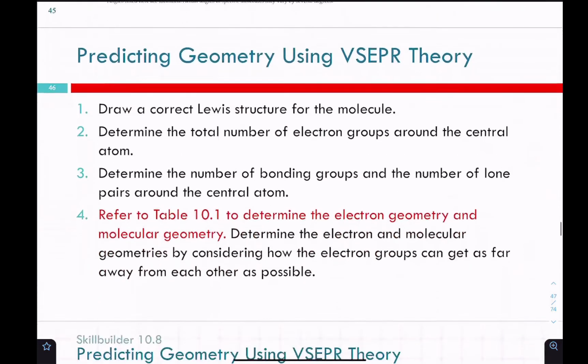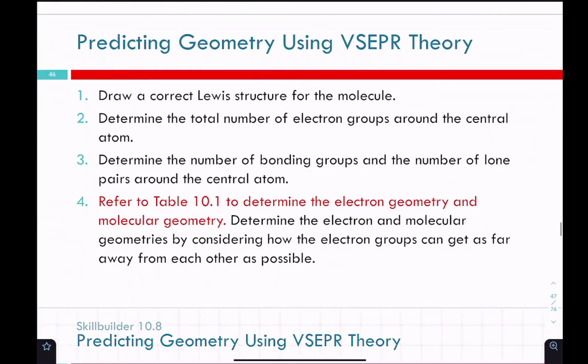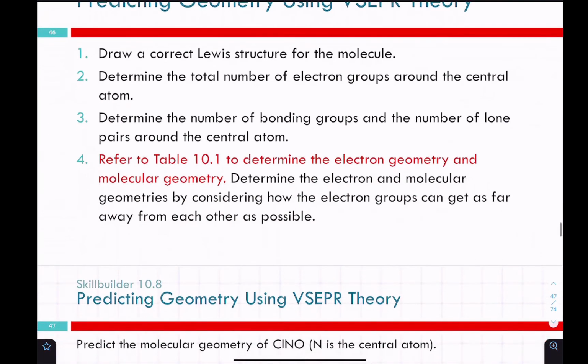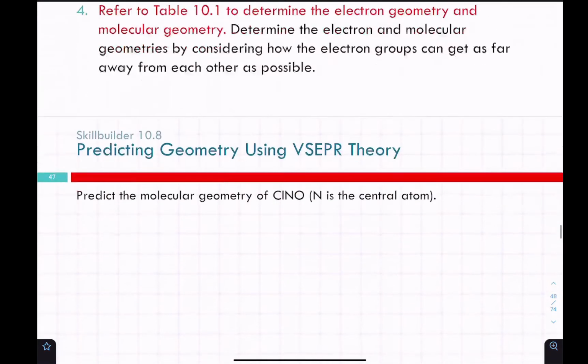So if we're going to predict geometry using VSEPR theory, you have to first draw a correct Lewis structure, then determine the total number of electron groups around the central atom, then determine the number of bonding groups and lone pairs, and then you can use the table to figure out what the molecular geometry is. So I will give you that table to use.